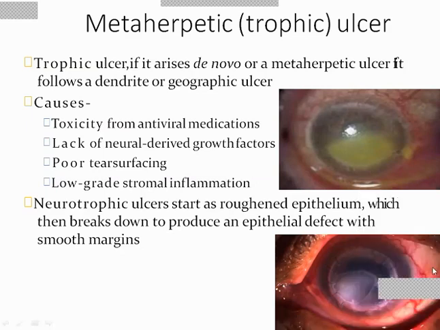So don't write anything about herpetic ulcer. The metaherpetic ulcer is of toxic nature: antiviral medications, lack of nerve-derived growth factor, poor tear surface. Sometimes a poor tear surface can also produce a metaherpetic ulcer. Low-grade stromal inflammation. Neurotrophic ulcer starts as a roughened epithelium with smooth margins. So you can see there is a metaherpetic ulcer here. It is a viral ulcer which, after treatment, may turn into a toxic ulcer or metaherpetic ulcer.